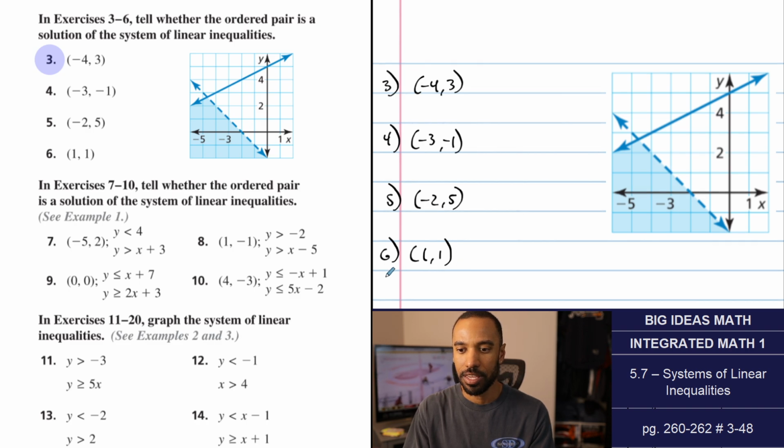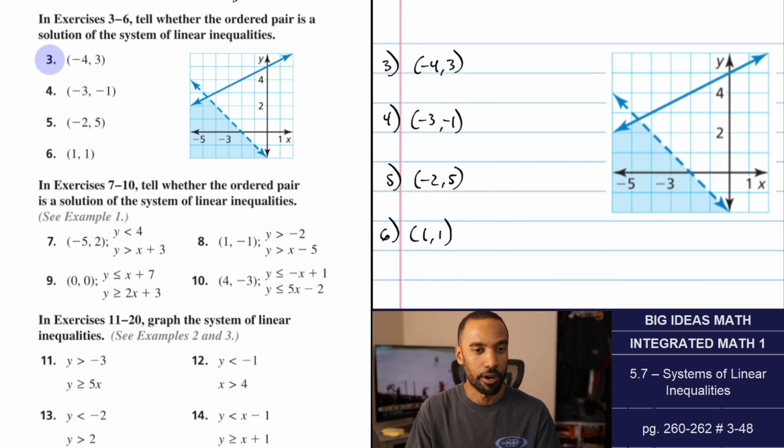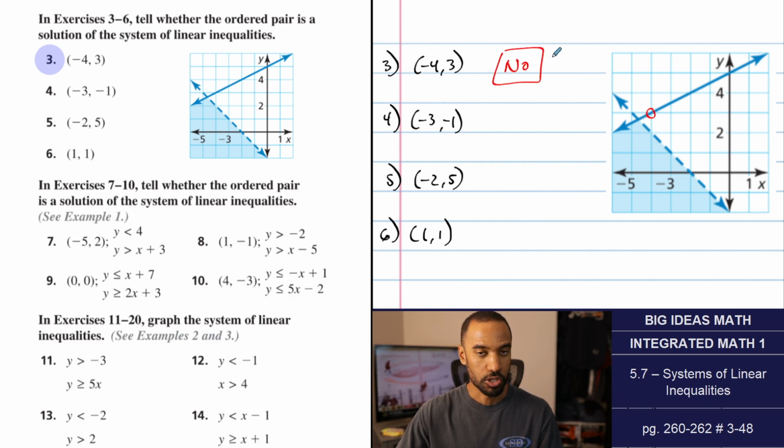Without need of equations or inequalities, or algebraic versions of these things in the system, we can basically see if they belong in the overlapping shaded region. -4, 3, although on the solid line, does not count because it's not bounding the overlapping shaded region. So, not a solution. -3, -1 is indeed a solution. It's inside the overlapping shaded region.